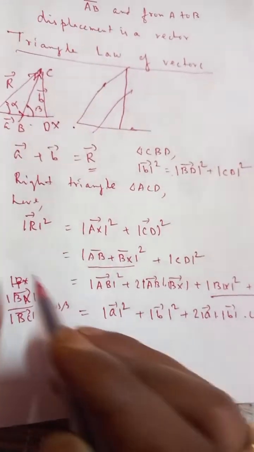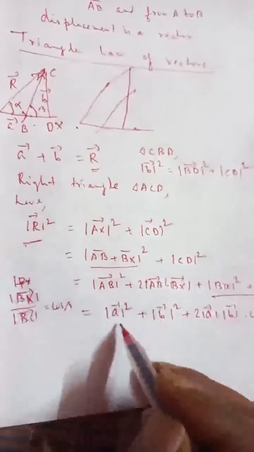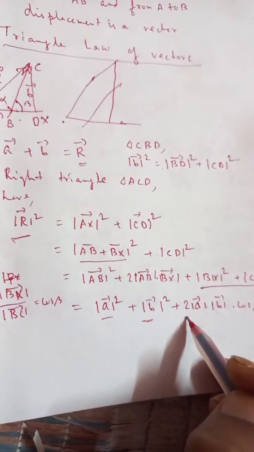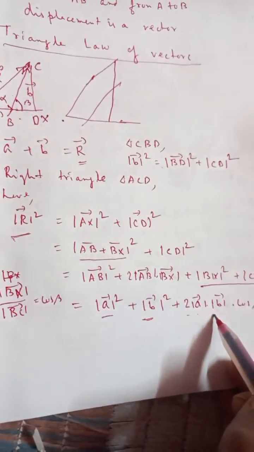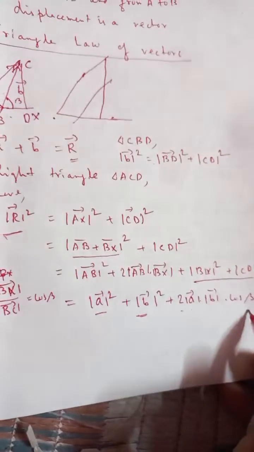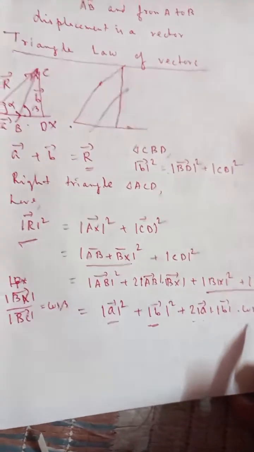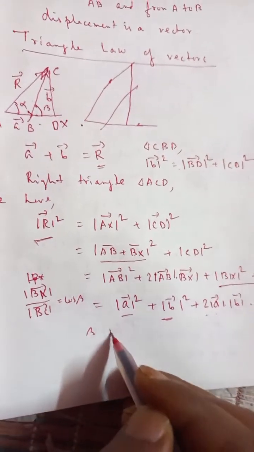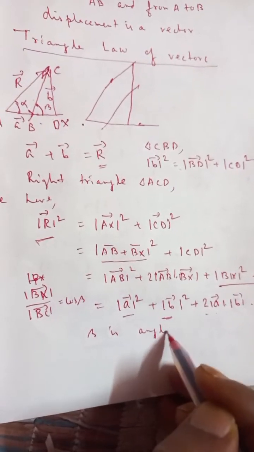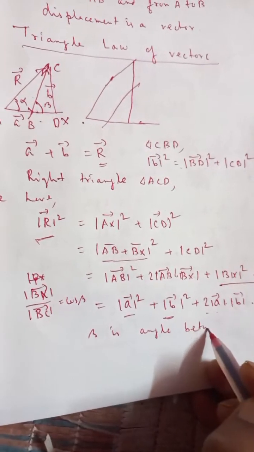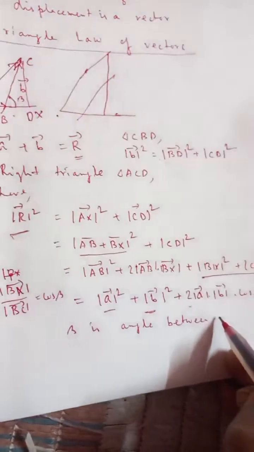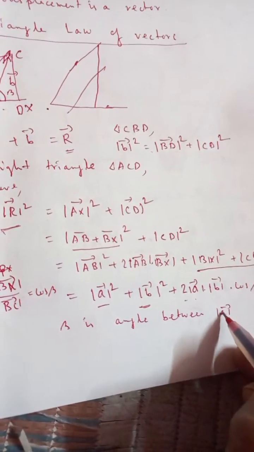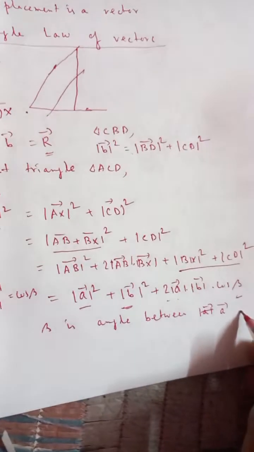So we have the resultant vector, mod of R squared, equal to mod of A vector squared plus mod of B vector squared plus 2 into mod of A vector mod of B vector cos beta. Beta is the angle between vector A and vector B.